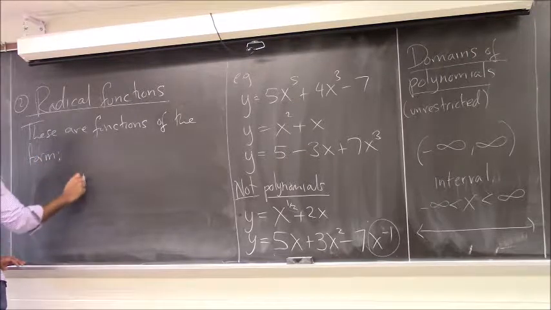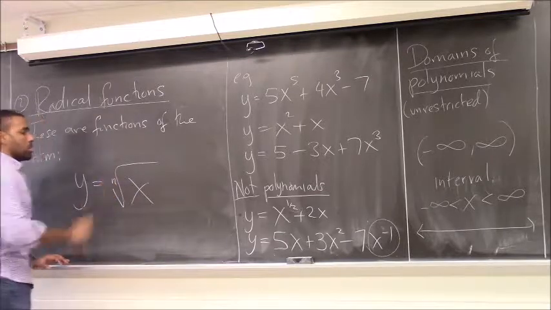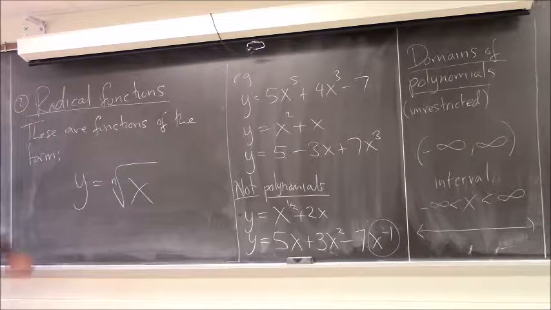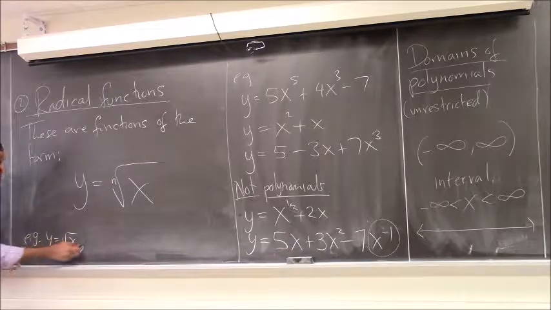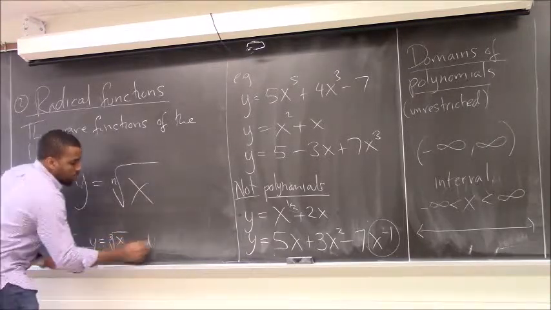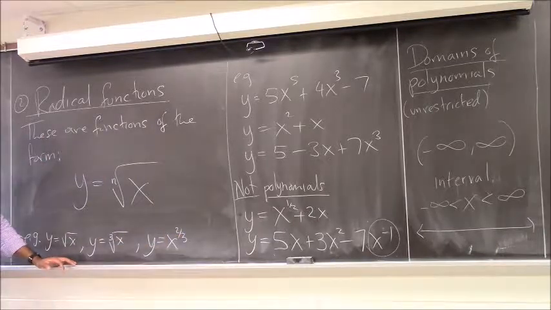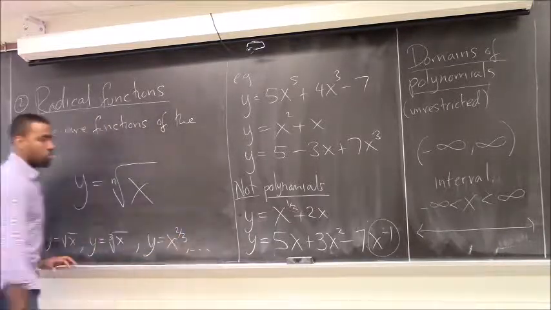These are functions of the form something like y equals a radical x, where there's a number in front of here. Examples would be y equals the square root of x, or y equals the cube root of x, or something like y equals x to the 2/3, etc. These are examples of radical functions.